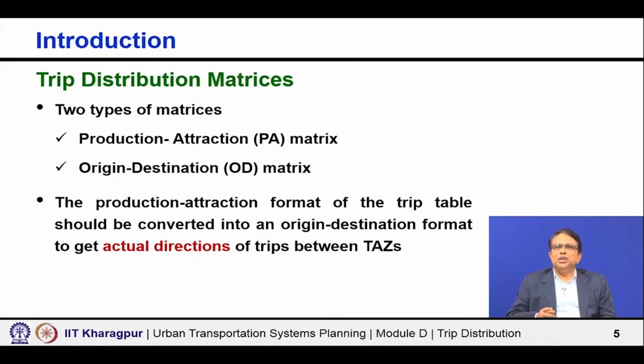But the direction of travel in both cases is not from home to office. One is home to office, another is office to home. So, that difference is there. When we are talking about production attraction matrix, we are thinking from production and attraction point of view, not the direction of travel. So, maybe I will say both trips are produced at home end or a particular zone, say zone 1. But when we are talking about this origin destination matrix, then the direction is important.